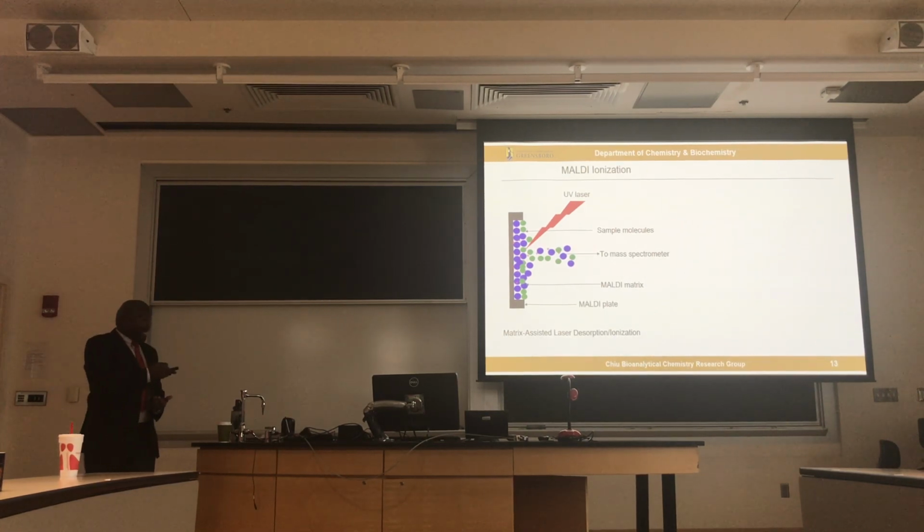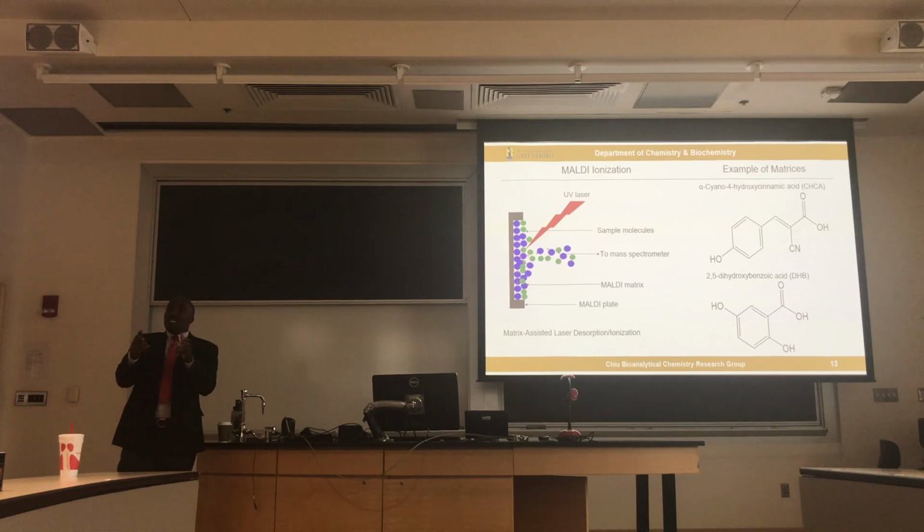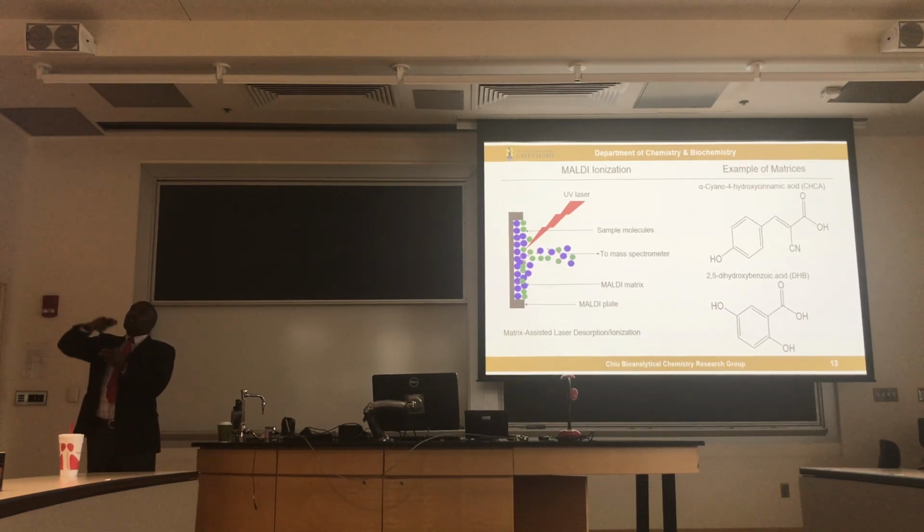And a matrix is generally an organic acid that is small in size, but it has conjugated double bonds such that it can absorb a UV laser. And this UV laser is used to ionize your sample.